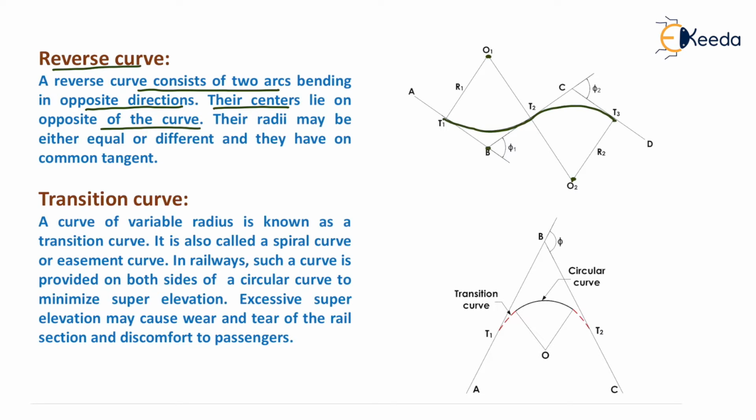Now this is the intersection point for the first curve, this is the intersection point for the second curve, and this is the deflection angle for the first curve and this is the deflection angle for the second curve. This is the first tangent point, this is the second tangent point, this is the third tangent point. Their radii may be either equal or different, and they have a common tangent, which is shown here. Now we can move to the next curve, that is the transition curve.